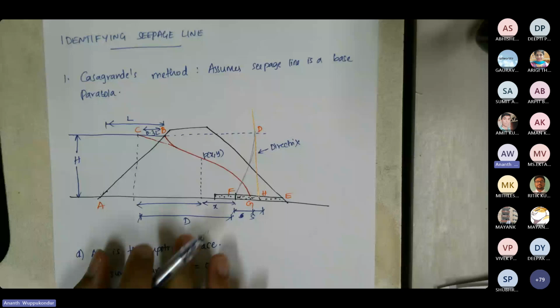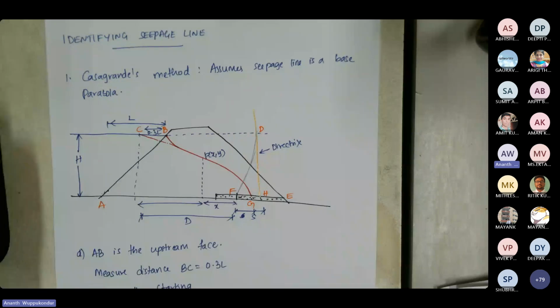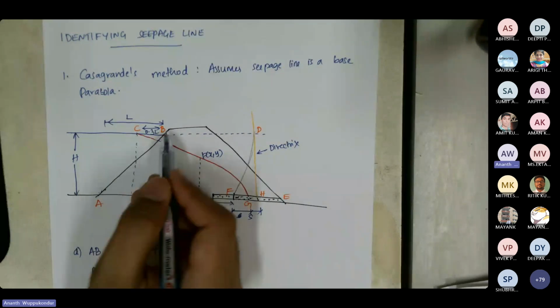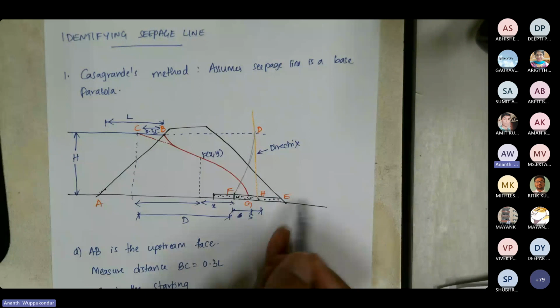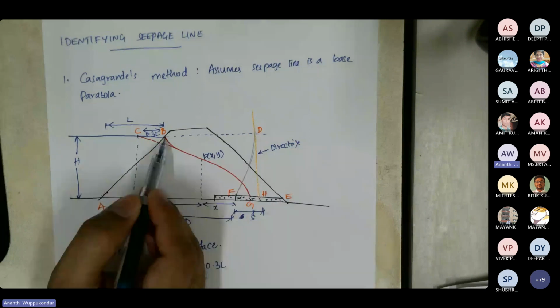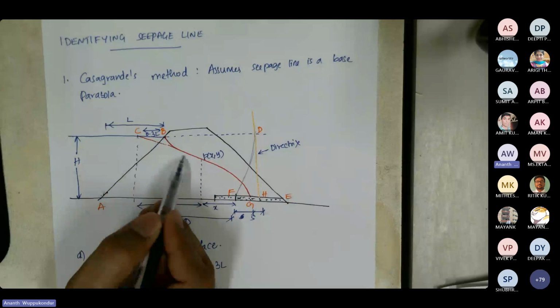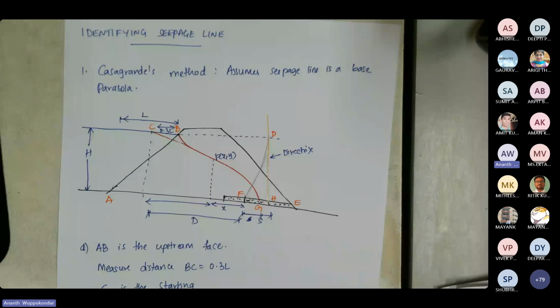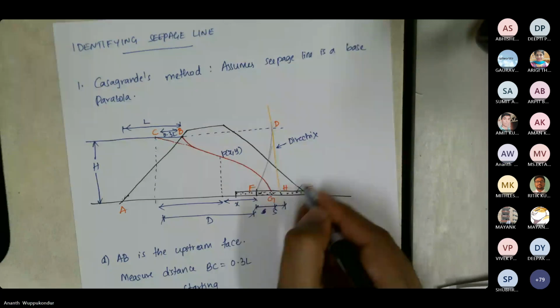Now, the first method is Casagrande's method, and in this method, the assumption is that the seepage line is a parabola. So if you look at the shape of the seepage line, we have the embankment, and upstream we have some water, and let's say that in the downstream there is no water. The seepage is going to start at point P, and then it's going to exit at the filter. So what we have in here is the filter, which is going to drain whatever water is seeping through the embankment.